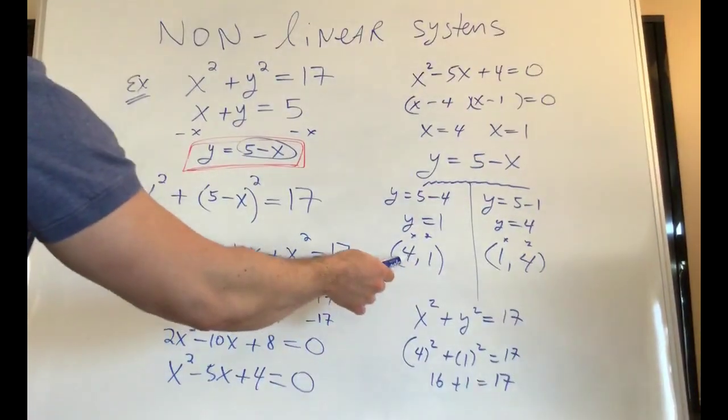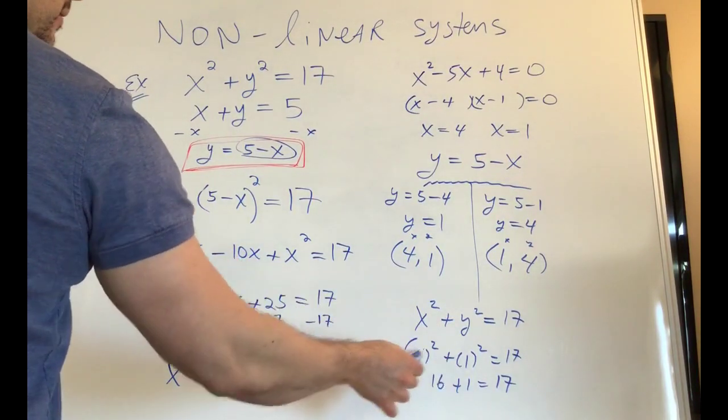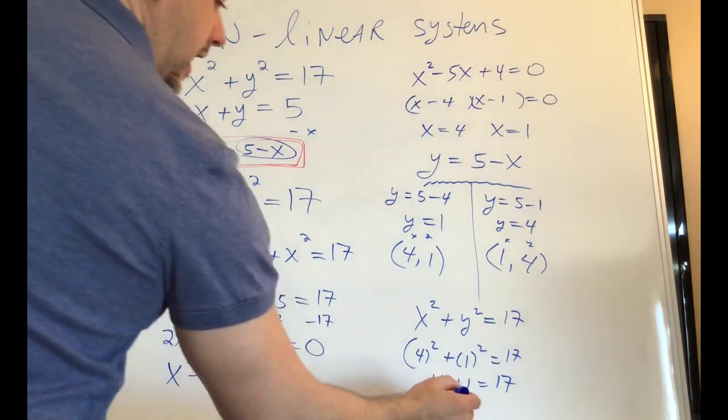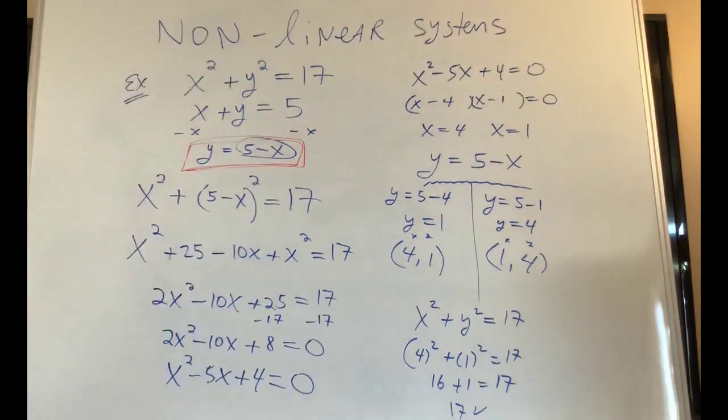I'm just going to check one of them for fun. They're both the same number, so it doesn't matter. X is 4, y is 1. 4 squared is 16, not 8. 1 squared is 1. And I'm pretty sure 16 plus 1 is 17. So, yay, it works. So, this problem is a lot more complicated and nasty.